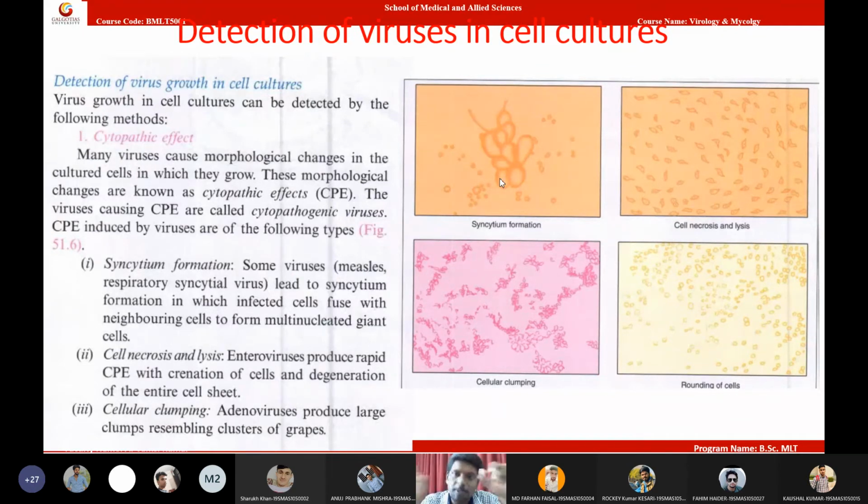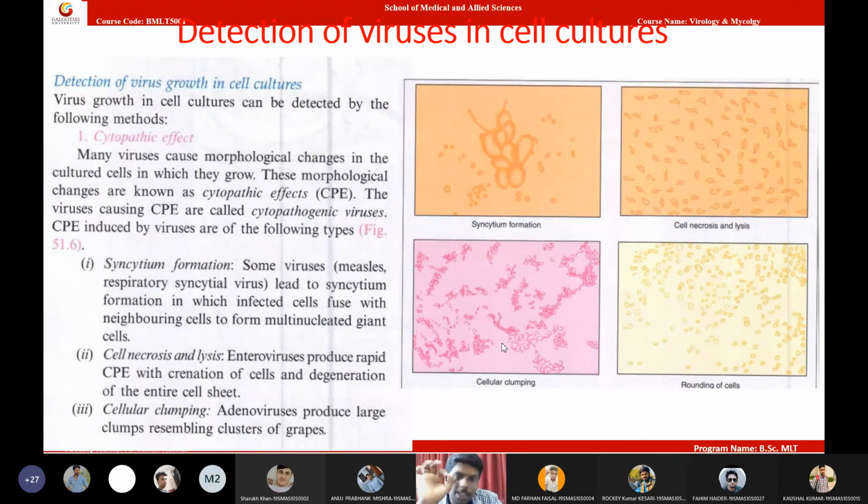Cellular necrosis is a type of cytopathic effect. Here the cells will go necrotizing. That means cells will undergo irreversible cell death. This cellular necrosis will be shown by enteroviruses and hepatitis viruses. Then the next one is cellular clumping. Cellular clumping means you will see clumping of cells, just like clumping of blood. Red blood cells will clump, right? Similarly, you will see cellular clumping. This cellular clumping will be shown by adenoviruses. Adenoviruses will cause this cellular clumping.